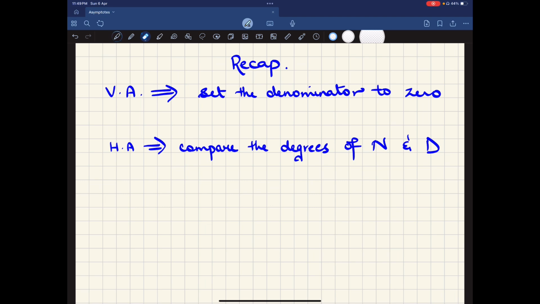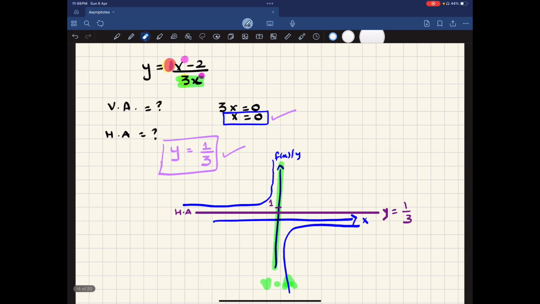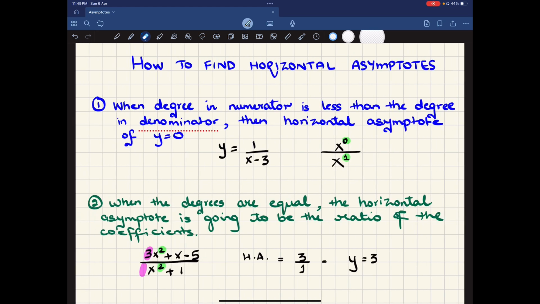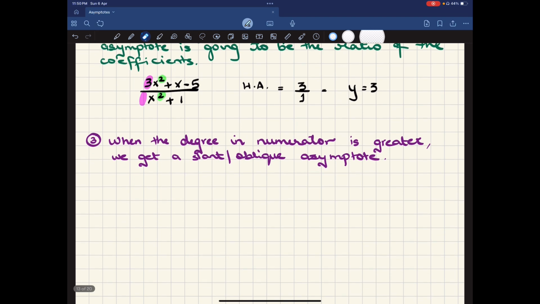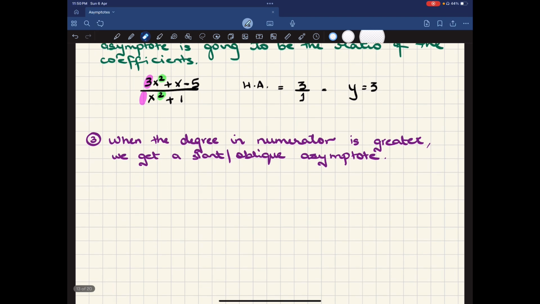the horizontal asymptote y equals 0 exists. If the degrees are equal, the horizontal asymptote is going to be the ratio of the coefficients of the x with the highest power, okay? Now, the third case, when the degree in the numerator is greater, we get a slant line or an oblique asymptote, which is not a part of our syllabus. Okay, so we are not going to touch upon that.